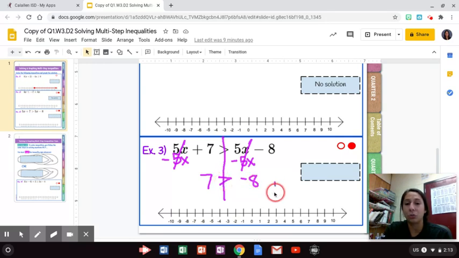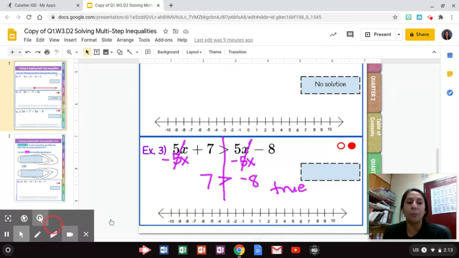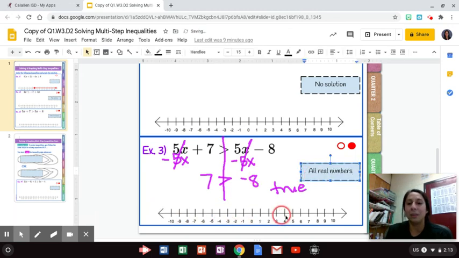That is true. So when you have a true statement after you complete this and your variable disappears, that means that your answer is all real numbers. So right here, we're going to go ahead and type all real numbers. What that means is any number on this number line is possible to be the value for x here, and no matter which value, it'll be true. So that means this whole number line has to be shaded.